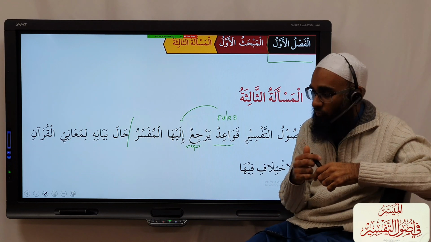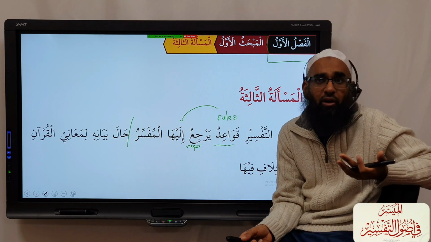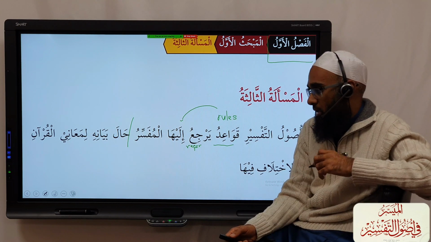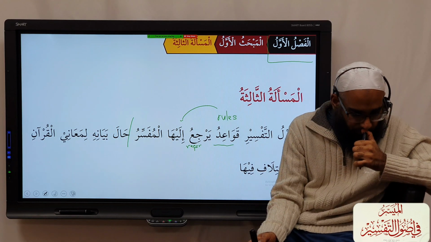And now from here we're going to move on to how did this come about? Who came up with this idea of usool tafsir? Where did it come from? Where did it start? Where did this thing come from? Understood? Any questions so far?